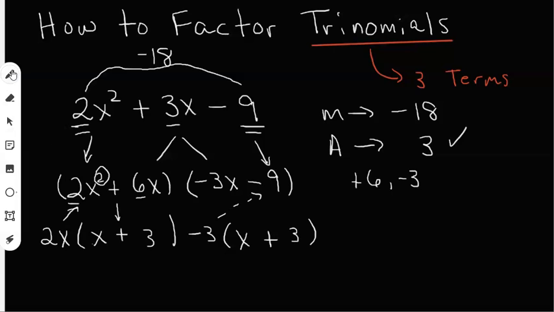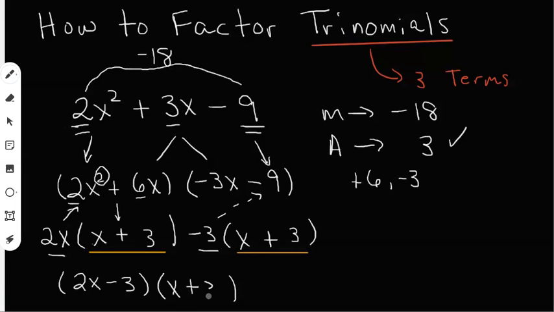And now notice that the inside parts match up. That should always be the case when you're factoring by grouping. So now that the inside parts match up, I can put the outside parts together. The outside parts are going to be 2x and -3. So I'm going to put those together in their own set of parentheses: 2x minus 3. And then beside that, I'm going to put what's on the inside, x plus 3. And I'm done.